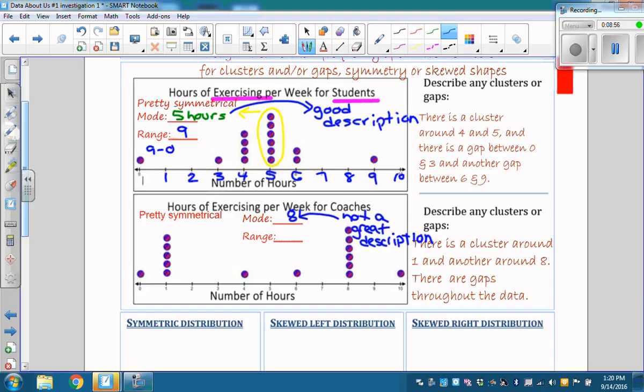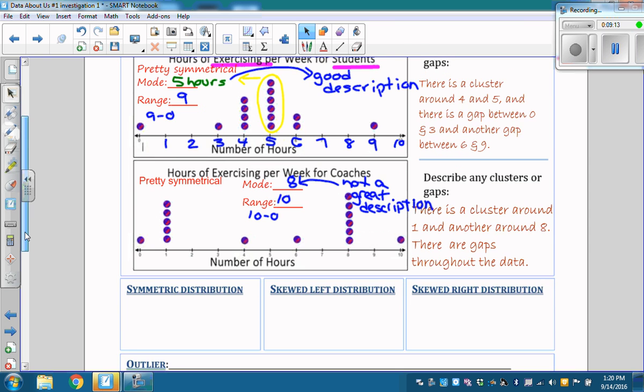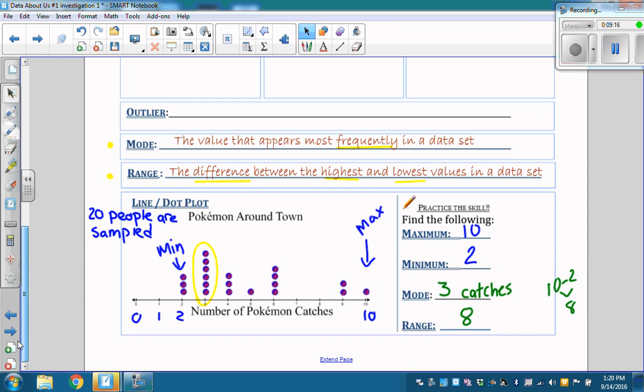And what's the range there, Riley? 10. Yeah, and we get it from 10 take away 0. And so the data's pretty spread out. Okay, Reese. Exactly that. A better place to look at how to get the range is down here where the definition is. We take the difference, which is a subtraction problem between the highest number and the lowest number. So the max here was 10, and the minimum value was 2. So to get the range, we did 10 take away 2, and we got 8.